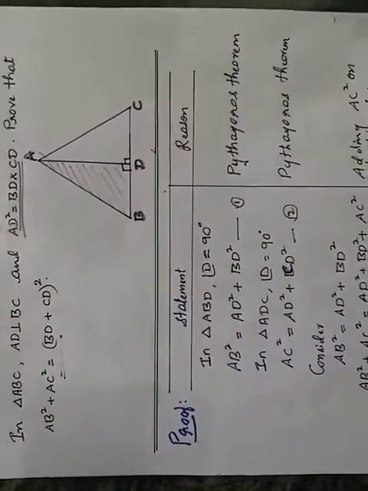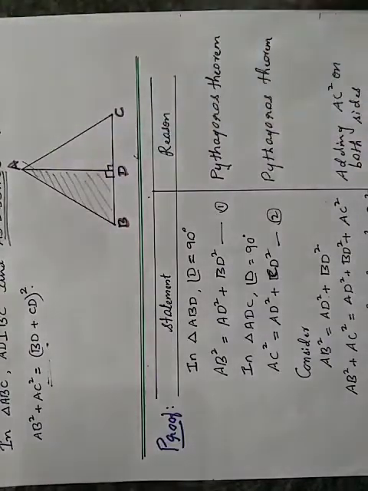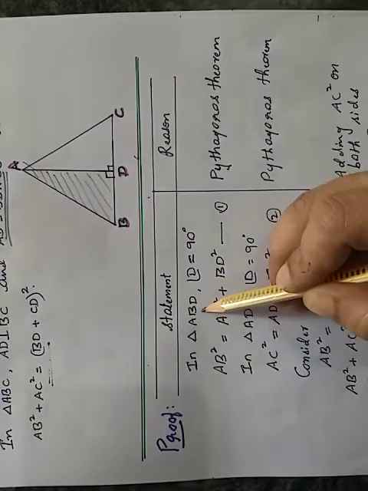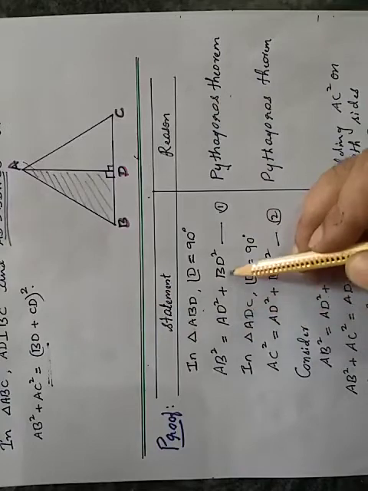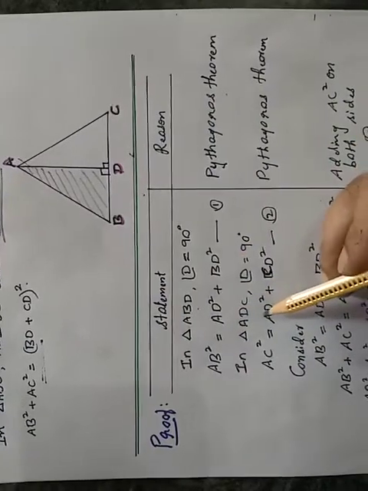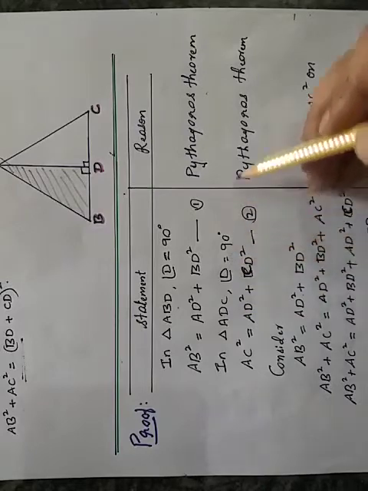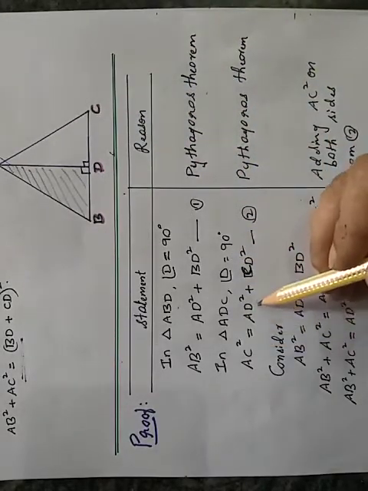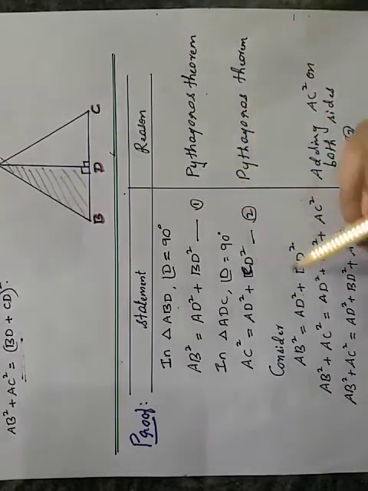So moving on to the proof part, you get two right triangles, one is the shaded part, another one is the unshaded part. For the right triangle ABD, when you use Pythagoras theorem, you will get AB square is equal to AD square plus BD square. Next, in triangle ADC, angle D is equal to 90 degrees, that is a right triangle. So by Pythagoras theorem, you will get AC square is equal to AD square plus CD square. Number these 1 and 2.